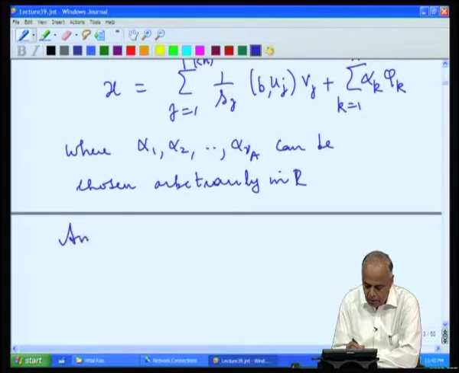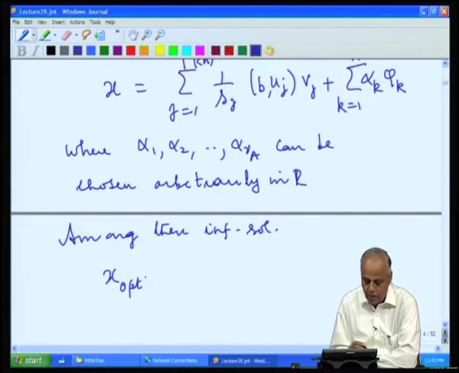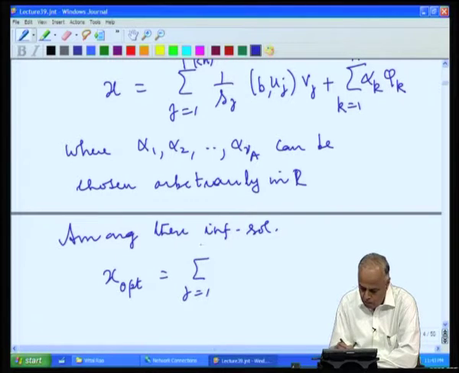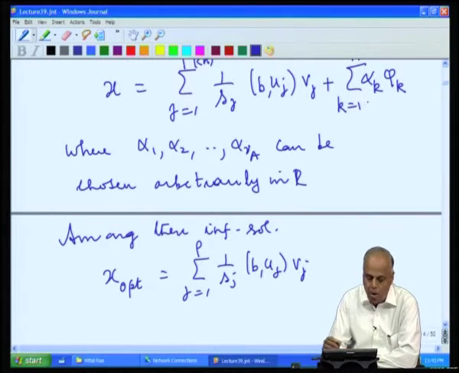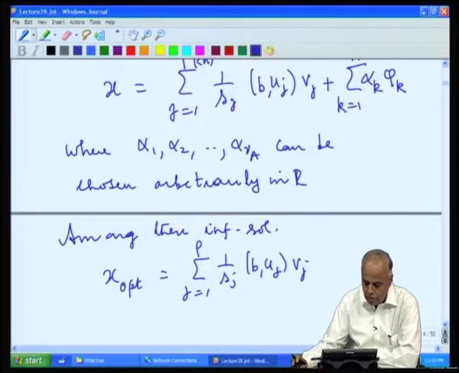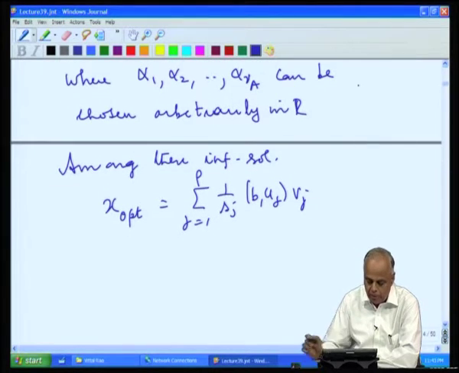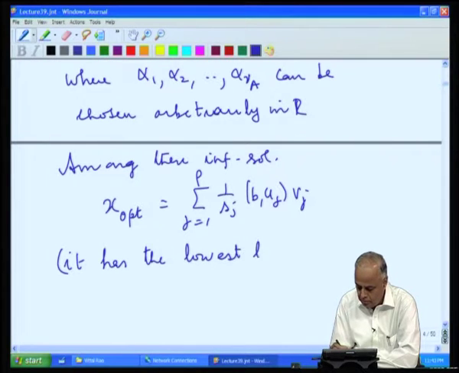Then among these infinite solutions, the solution x we call optimal, which is summation j equal to 1 to rho (1 by s_j) <b, u_j> v_j. This is obtained by taking all the alpha_k's, all the arbitrary constants, to be 0, and this is called the optimal solution. It has the lowest length among all solutions.